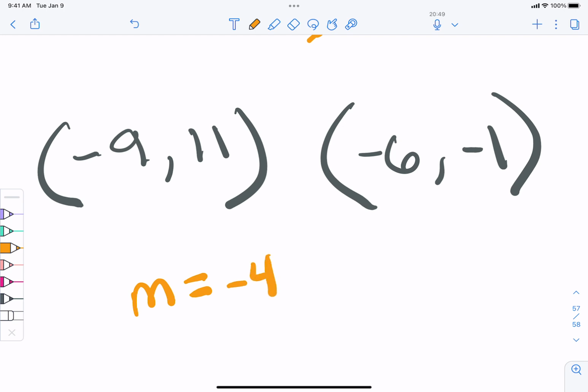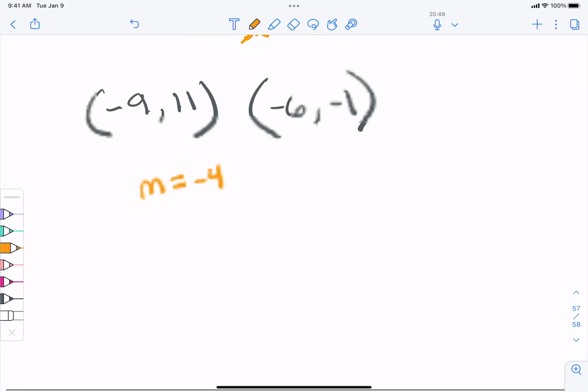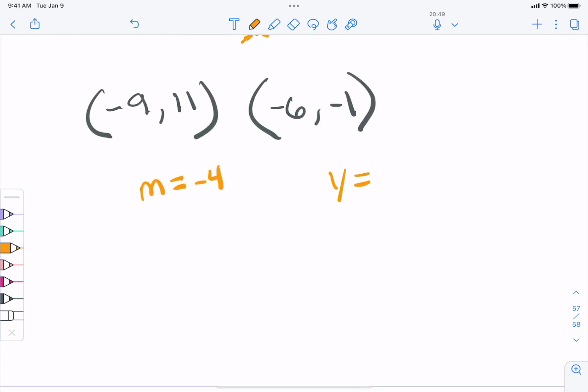What did you get for your M? Negative 4. Now write me an equation. What does an equation look like? Y equals mx plus b. You just found M and said it was negative 4. How do you find the B? You use one of these points. Does it matter which one? No. Plug them in and find the B.